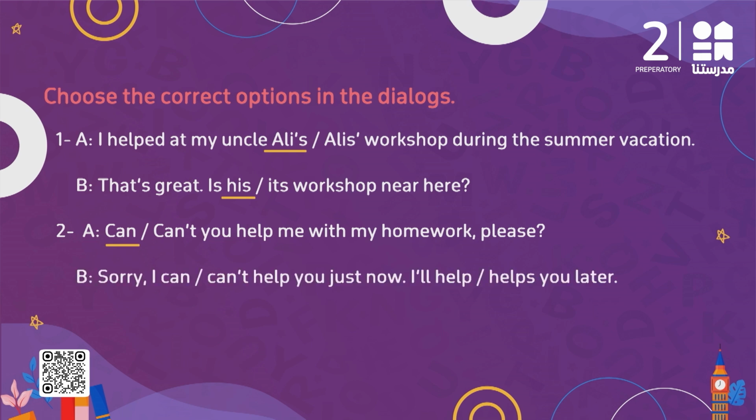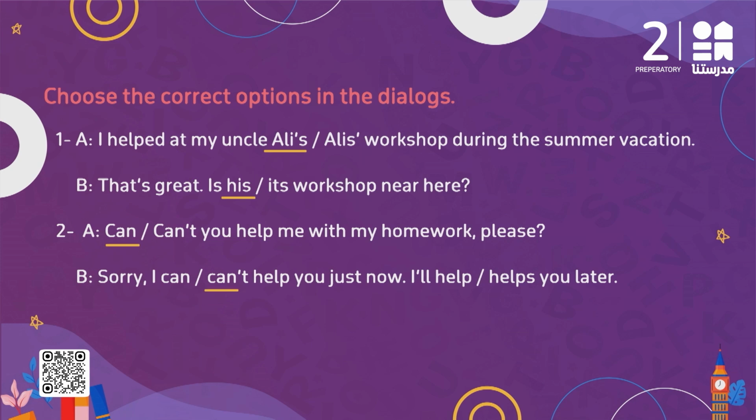Sorry, I can or can't help you just now. I'll help or helps you later. So sorry, I already said sorry, which means it's in the negative form. I can't do it. So sorry, I can't help you just now. However, I will help or helps you later. So I and will then takes the infinitive help. So I'll help you later.